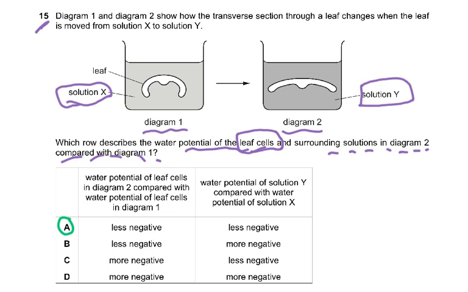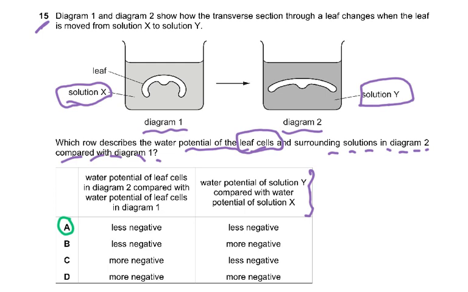Water potential of the leaf cells in diagram 2 compared with water potential of the leaf cells in diagram 1. It has become less negative because water has entered it. More negative means minus 100, less negative means minus 50. Now of course more water has entered, so it has become less negative. And water potential of solution Y compared with solution X. Solution Y has lost water, so that has also become less negative.